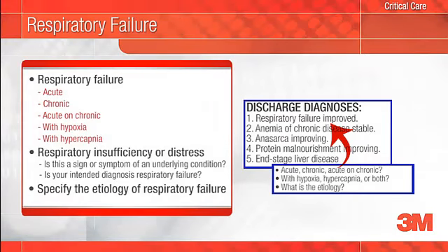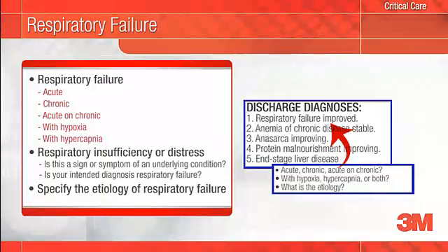ICD-9 did not differentiate between a diagnosis of respiratory failure and acute respiratory failure. The good news is that ICD-10 does. When appropriate, you should document respiratory failure as acute, chronic, or acute on chronic. Additionally, also specify if hypoxia or hypercapnia, or both, is associated with the respiratory failure. Remember, coders cannot interpret the results of tests such as arterial blood gases. They must rely on your documentation.